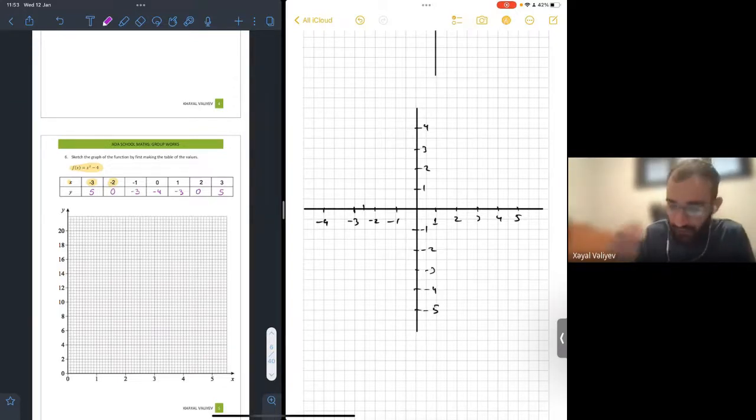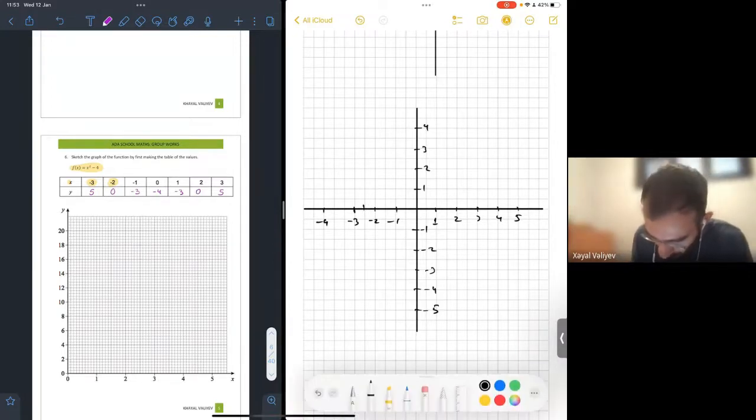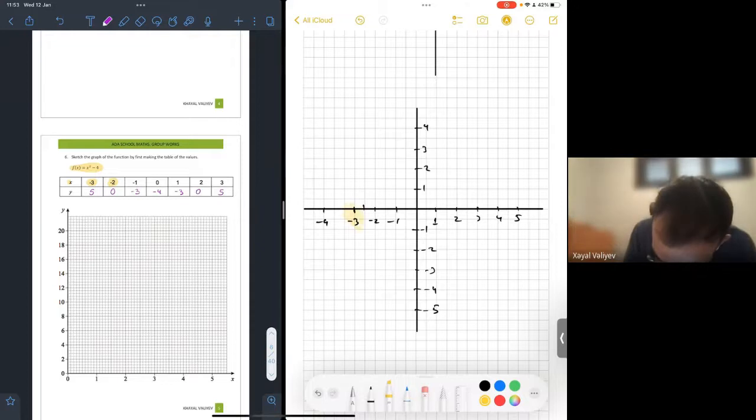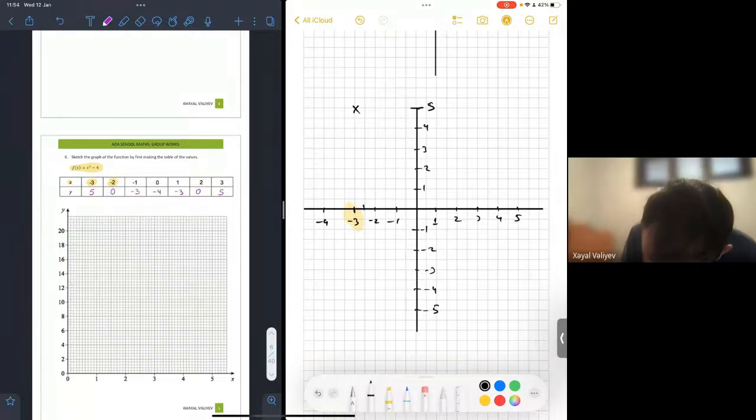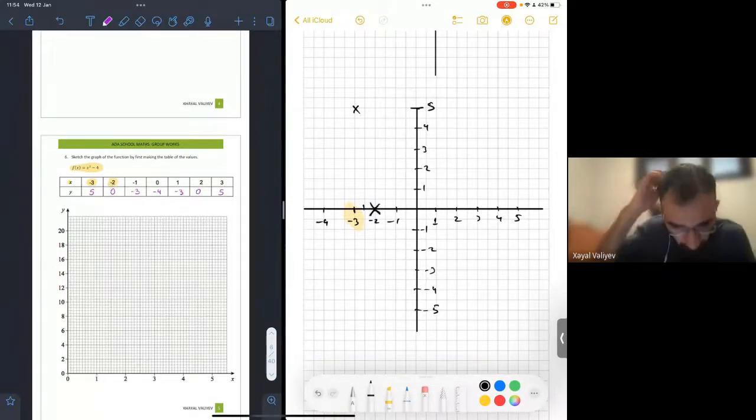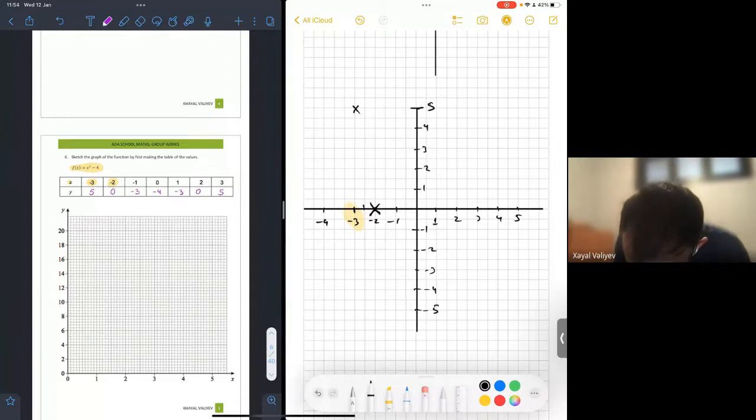As you can see, at negative 3, the function gets 5, so I need to go one more up. We are basically talking about this point. At negative 2, the function gets 0. That means we have an intersection over here. It is this point. At negative 1, it gets negative 3. That means we are talking about this point.